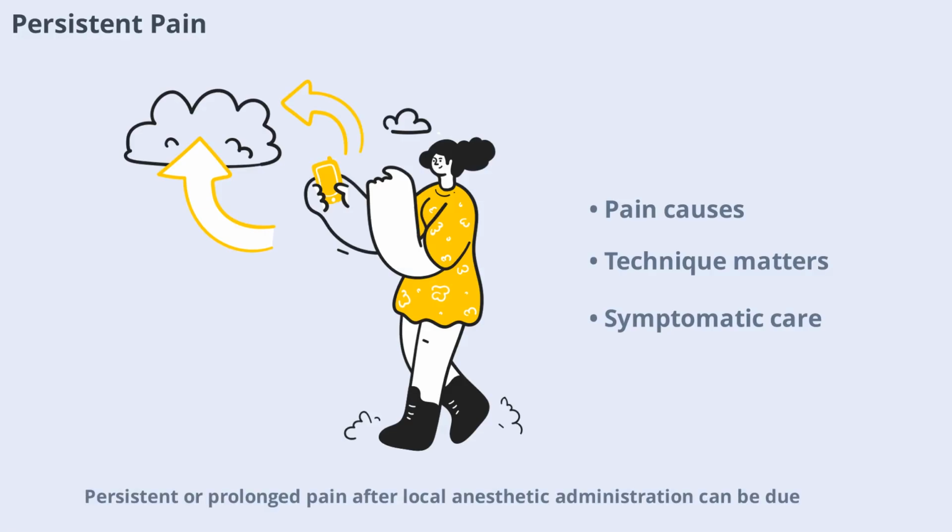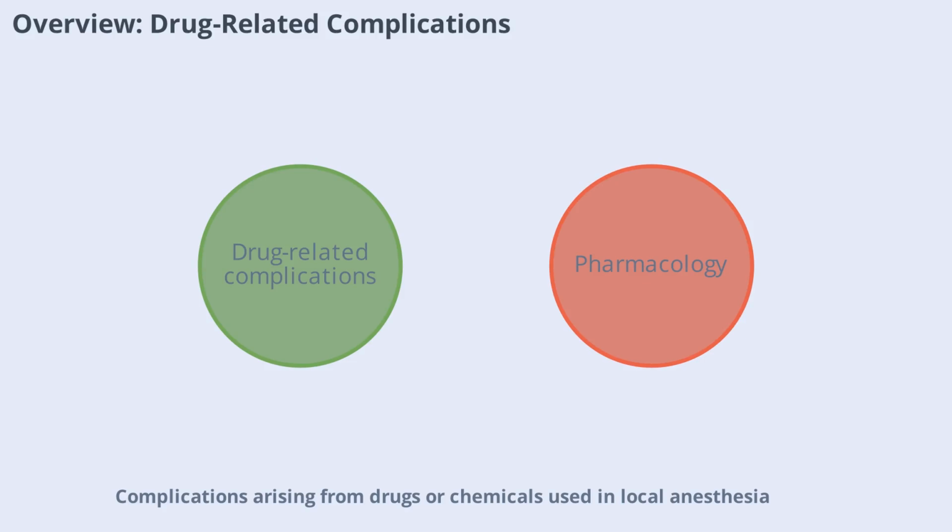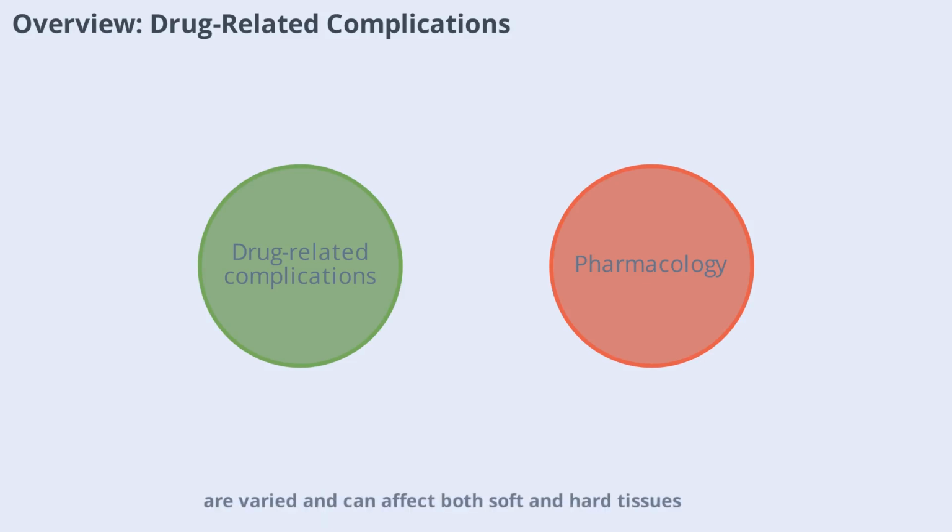Persistent or prolonged pain after local anesthetic administration can be due to injection into the capsule or deeper lobe of the parotid gland, use of needles with barbs, or ischemic necrosis from excessive vasoconstrictors. Prevention includes using proper technique, avoiding subperiosteal injections, and using vasoconstrictors with maximum dilution. Management is typically symptomatic.